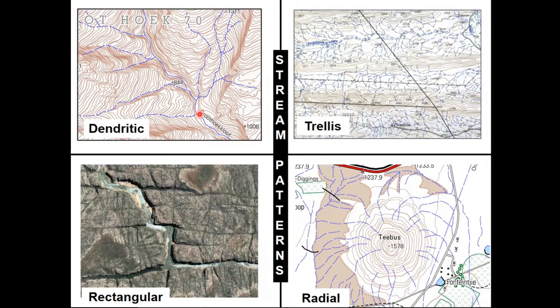Right, so if I look at dendritic, you will see it looks like a hand. I always say to you, it looks like a hand. So you've got your fingers, and then you've got your arm over here. Now, what is very important to know is that this particular drainage pattern is the most common. Right? Now, there you can see nicely again.